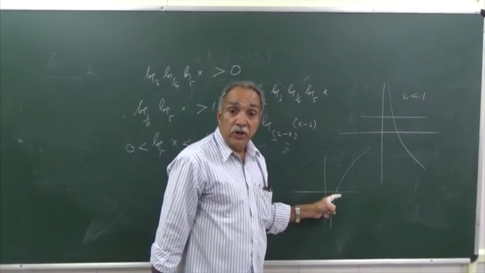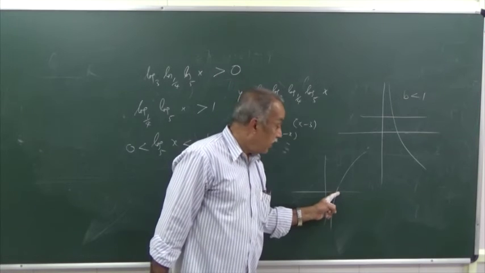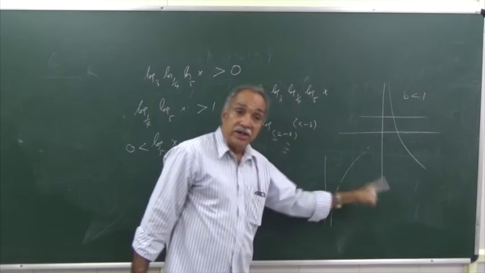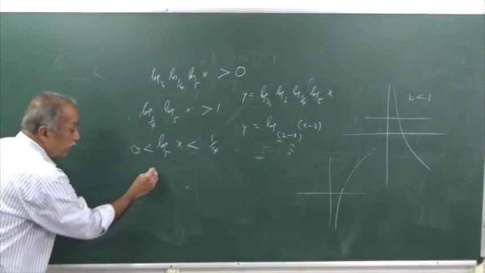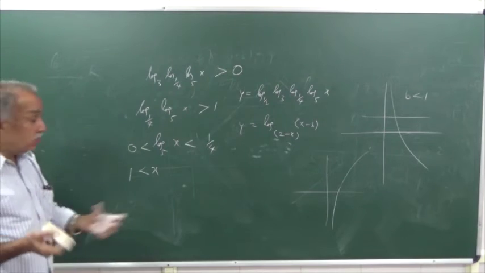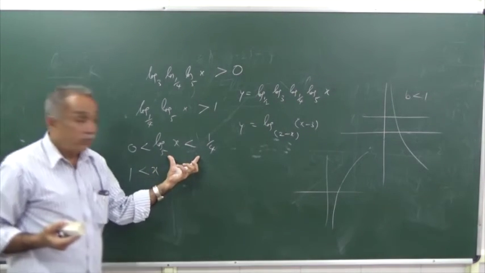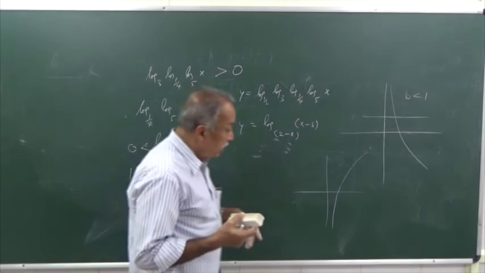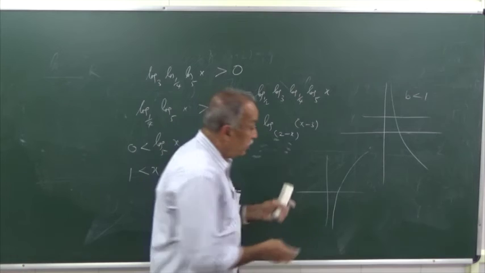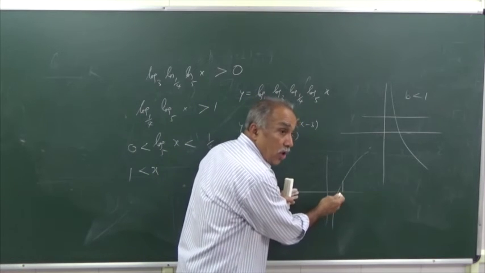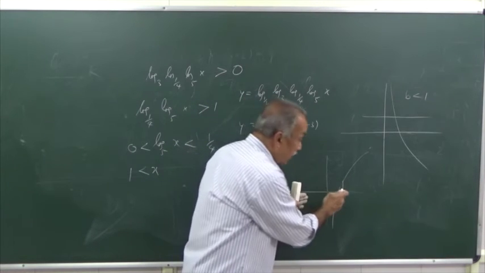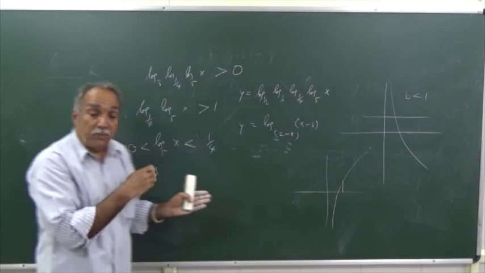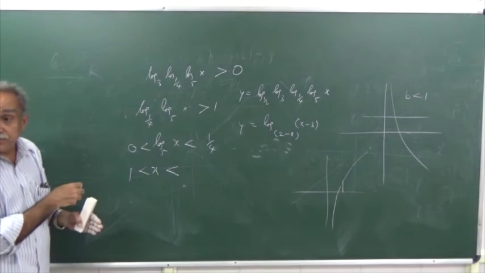When base is greater than 1, when do you get the logarithm positive? When the argument is greater than 1 or less than 1? Greater than 1. So, argument must be greater than 1. Also, I want log to be less than 1 by 4. The graph to be considered is this. I want log to be less than number 1 by 4. Where is it? Somewhere here. I want the logarithm value to be less than that. Should I consider points to the right or points to the left? Points to the left.